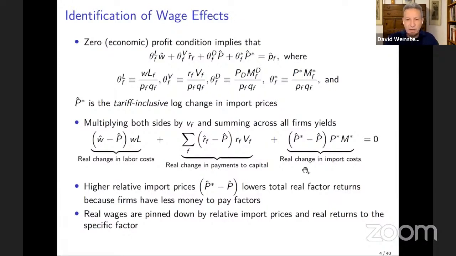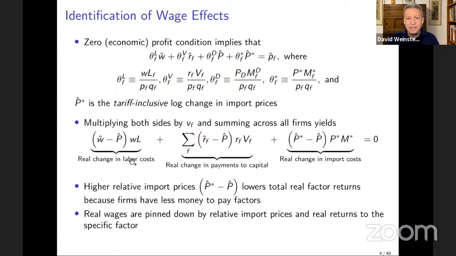So what happens in a trade war? Well, that's going to raise the price of imports over here relative to domestically produced goods. And so this term is going to be positive in general. And what that means is that the sum of these other two terms, the labor costs and the capital costs, are going to have to be negative. Basically, what that's saying is that if firms are paying more for imports, they have less money left over to pay workers and capital.